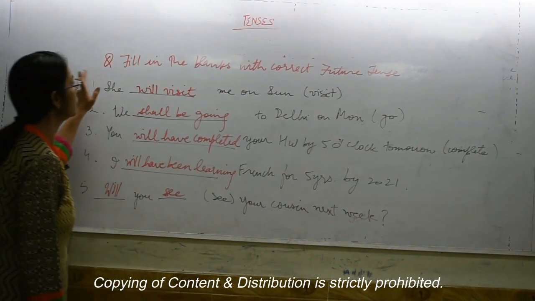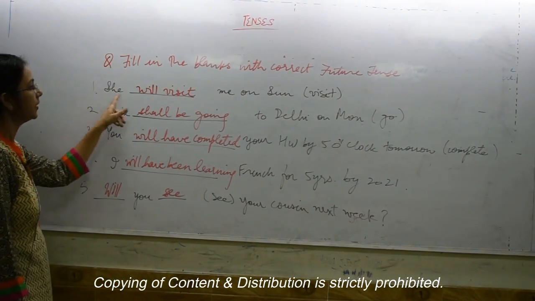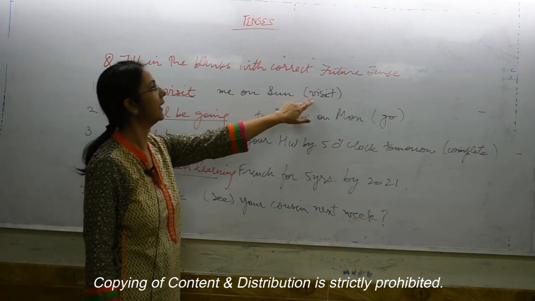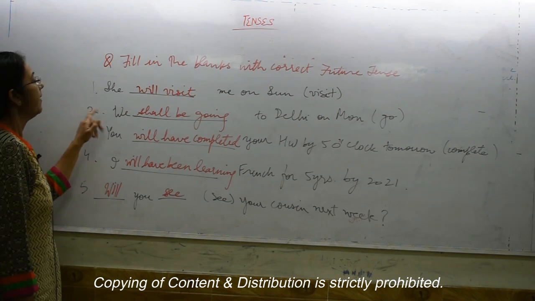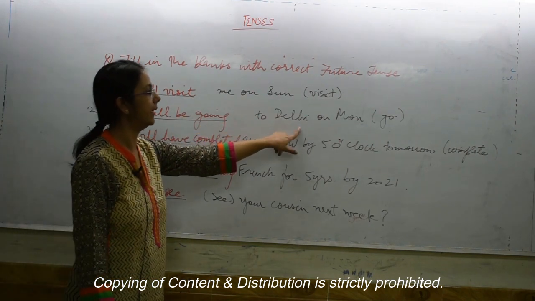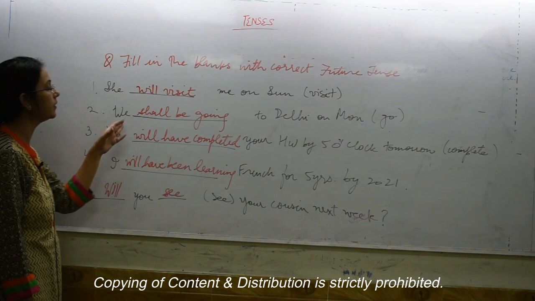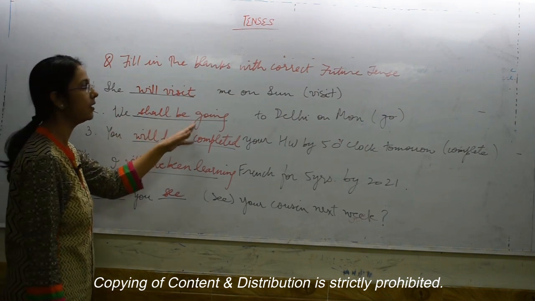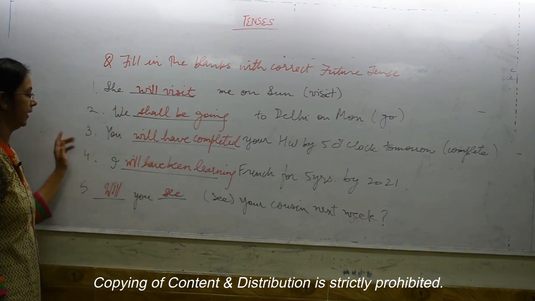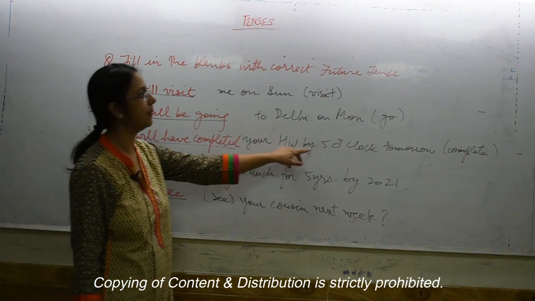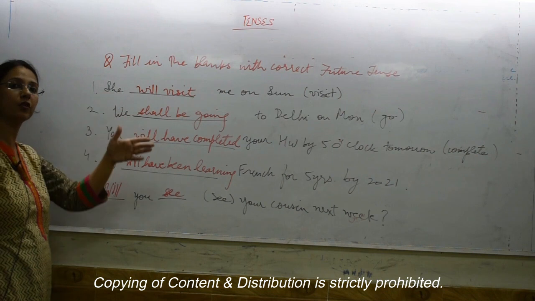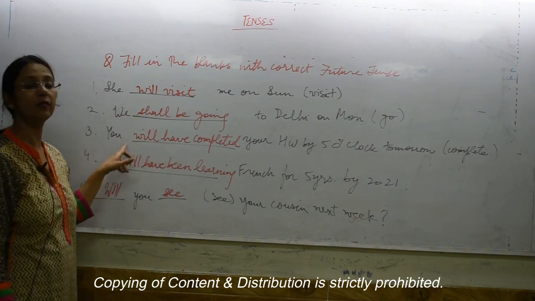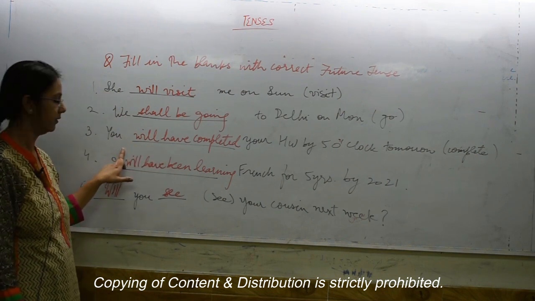So, let's do the fill in the blanks. She, me on Sunday visit. That means she will visit, simple future. We dash to Delhi on Monday. Means you are assuming, so we shall be going to Delhi on Monday. You dash your homework by 5 o'clock tomorrow. Complete. You are seeing the future foresight. Means you will have completed.